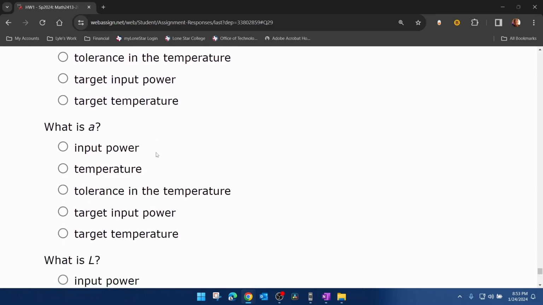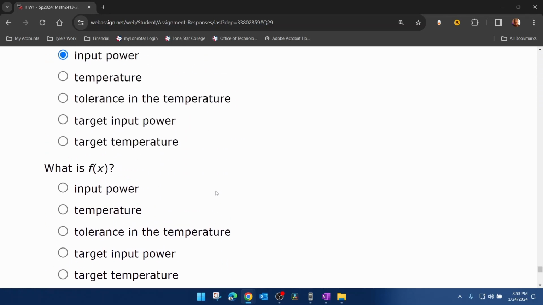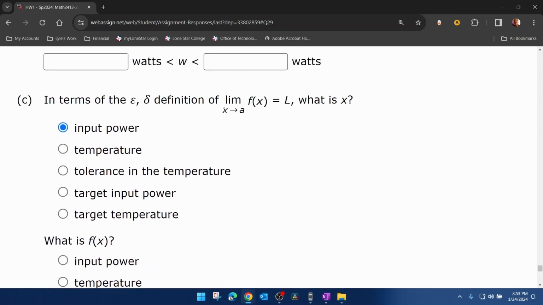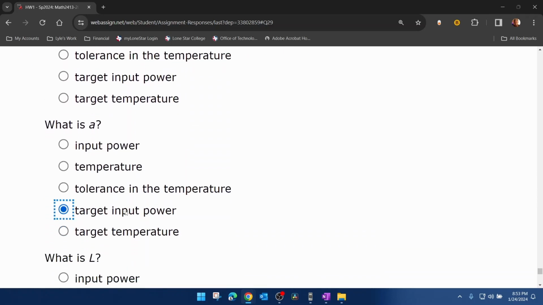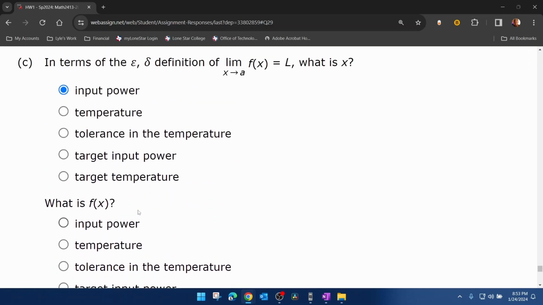Okay, if we scroll down, A is the target input power because that's what the watts is approaching. The W, the X in this case, is watts. Power is approaching A. So A is the target input power.